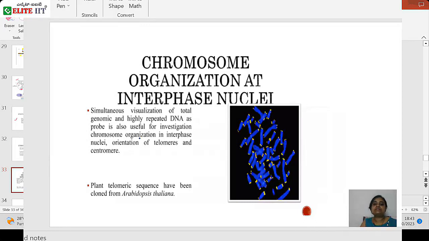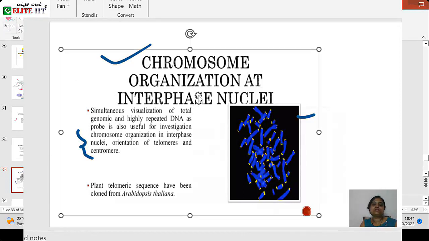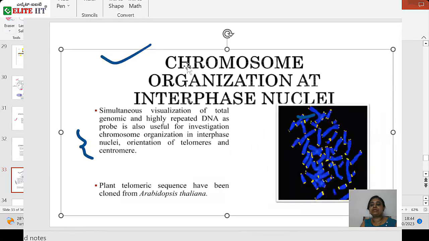Now, another example is given: simultaneous visualization of total genomic and highly repeated DNA as probe is also useful for investigating chromosome organization in interphase nuclei, and the orientation of telomeres and centromeres. Already I have discussed this; the same thing is written here. In this figure, you can see the telomere region and the centromere too. This is actually the centromere. You can visualize it properly, and you give a separate color for the centromere.